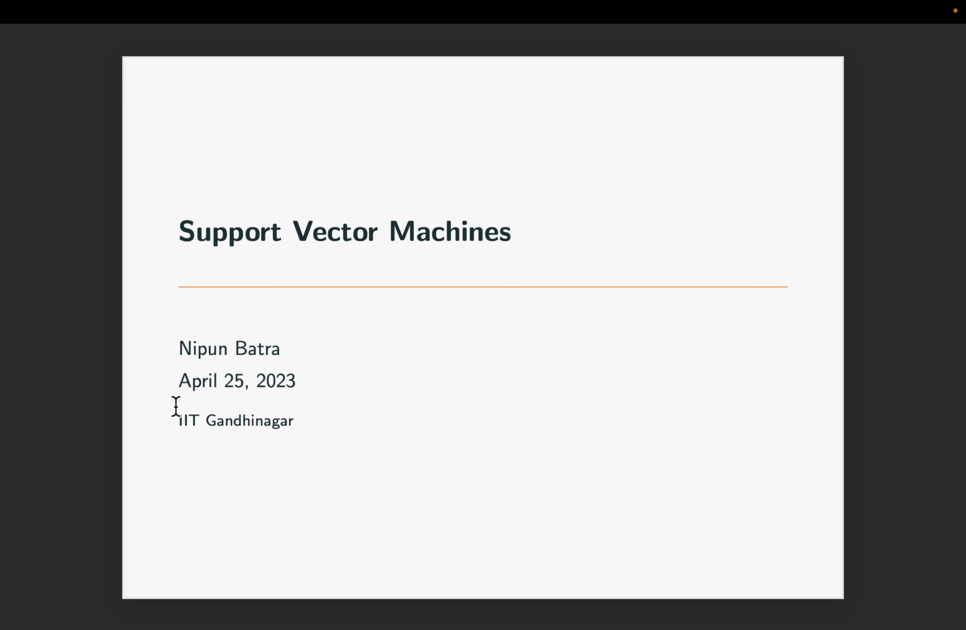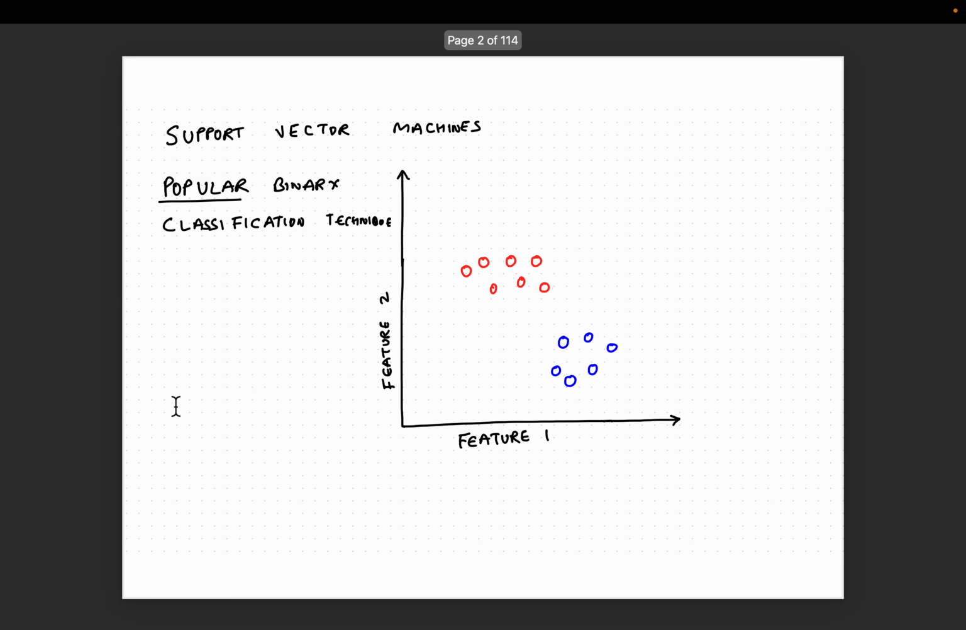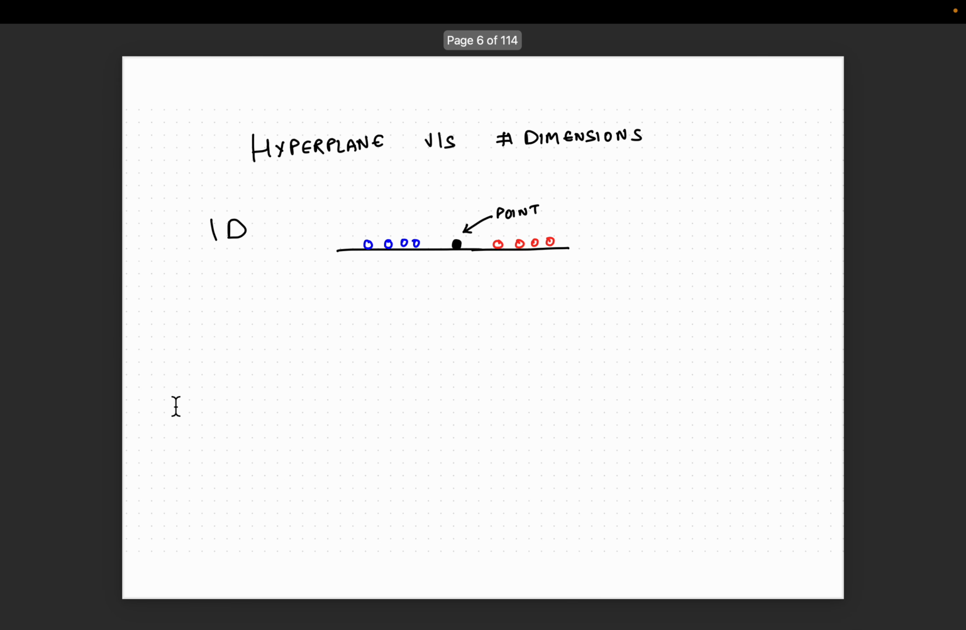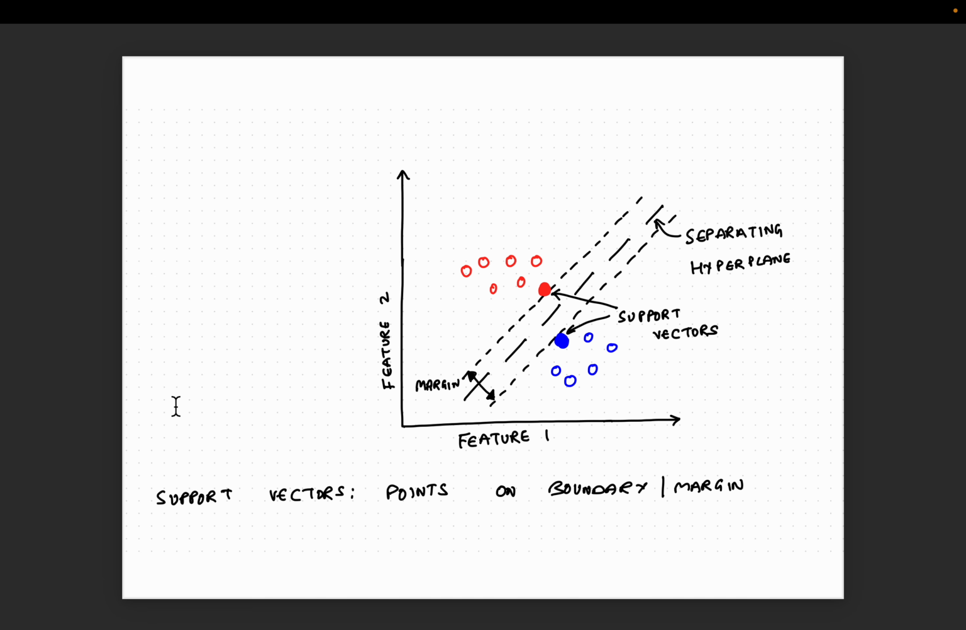We will do a bit of revision today and we'll run through a notebook. We'll look at 5 or 6 different methods to get the decision surfaces in SVMs. We previously discussed that SVMs are popular binary classification techniques where we want to draw a separating hyperplane which maximizes the margin. The points lying on the margin are known as the support vectors. We only need these points in order to do our classification. We don't need any other points.